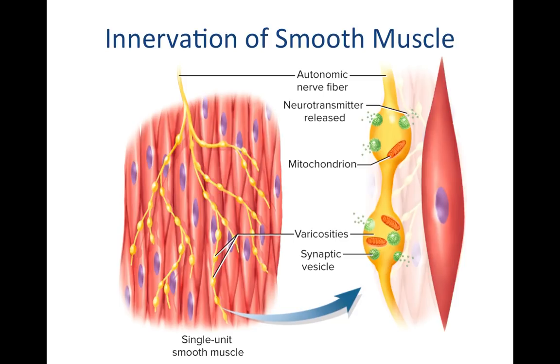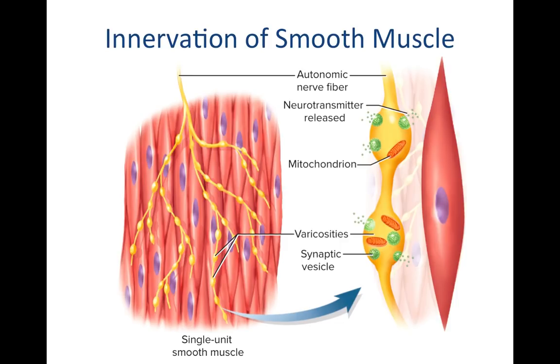So we have autonomic nerve fibers that are innervating this smooth muscle, and these little bulges right here are called varicosities. And if we zoom in over here, you can see inside each varicosity, you might see a mitochondria or two, and then you have these vesicles full of neurotransmitter. Now, the neurotransmitter may be different depending on whether the innervation is sympathetic or parasympathetic. With sympathetic innervation, usually the neurotransmitter is norepinephrine, and with parasympathetic innervation, generally the neurotransmitter will be acetylcholine.